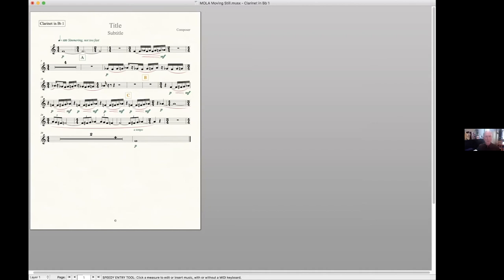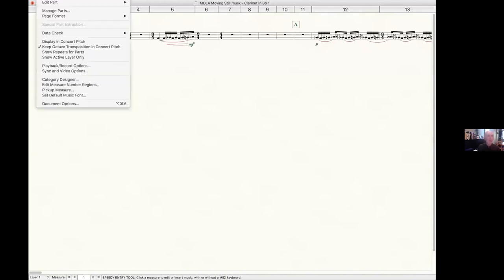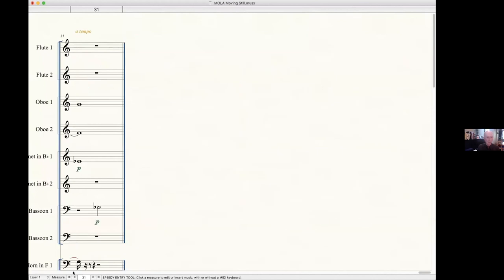Here's an issue. We've got the tempo, because I'm just going to hope that my connection stabilizes there. We have the tempo, but we don't have the writ. Why don't we have the writ? It's because, let me go to the score. We don't have the writ.